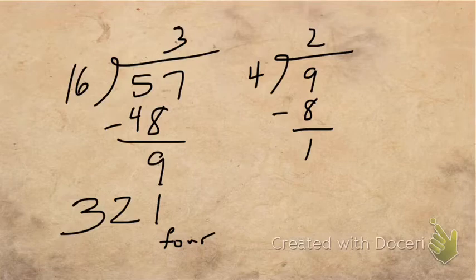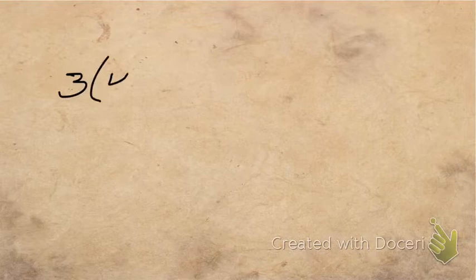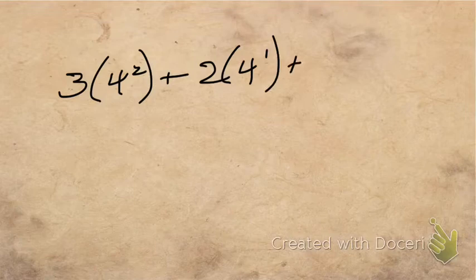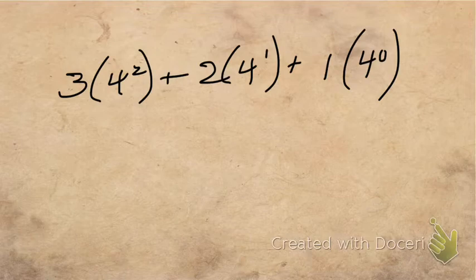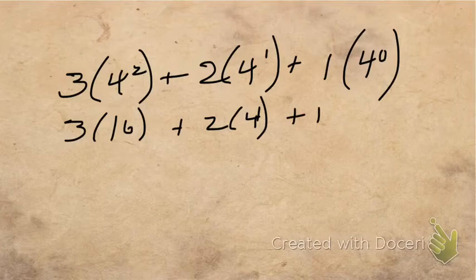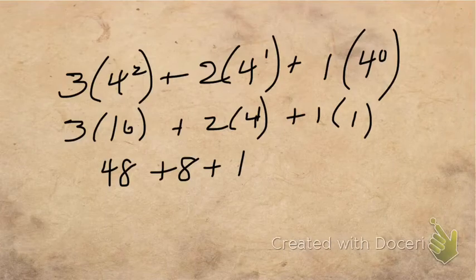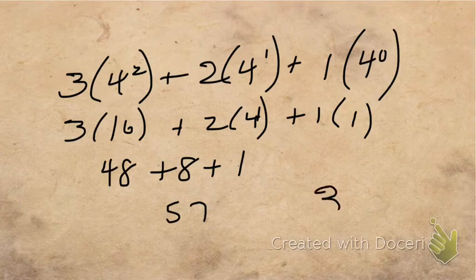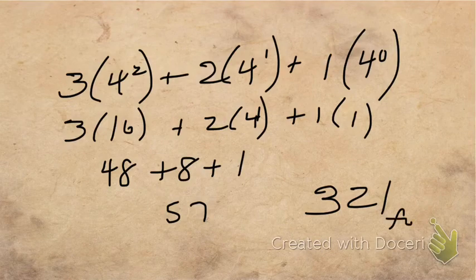Just for fun, just to check it, that's 3 of those 4 squared, 2 of the 4 to the 1 power, and 1 of 4 to the 0 power. It doesn't matter if my 2 is on the inside here or the outside. It applies only to the 4. That's 3 times 16 plus 2 times 4 plus 1 times 1. Yep, 48, 8, and 1 does give us 57. So I know our answer is correct. 3, 2, 1, base 4.